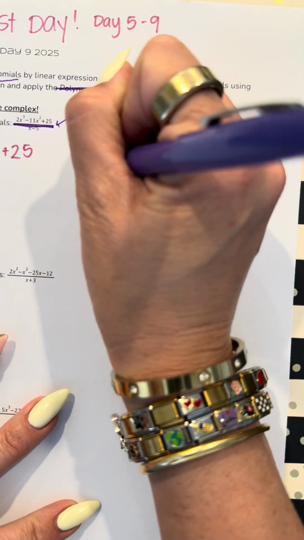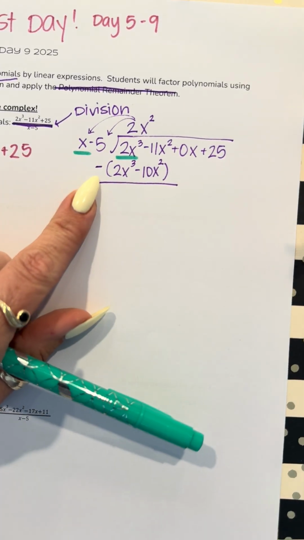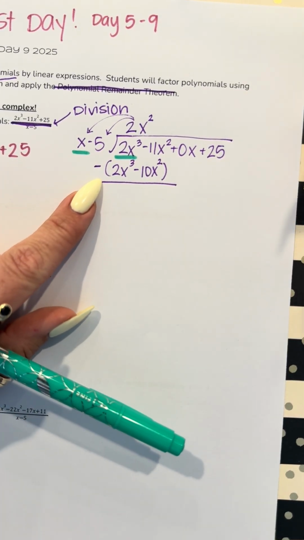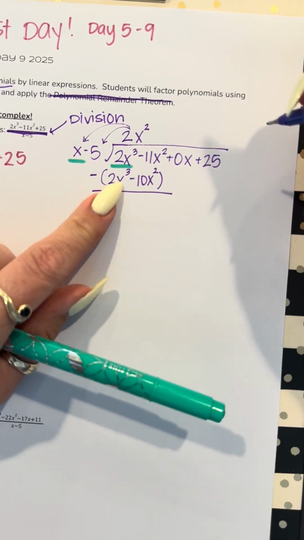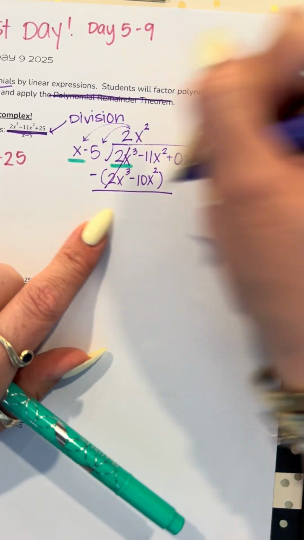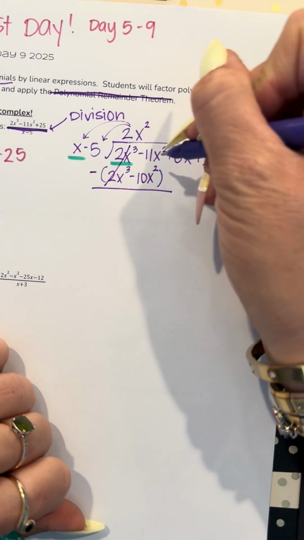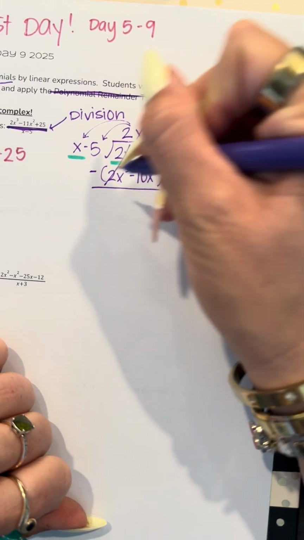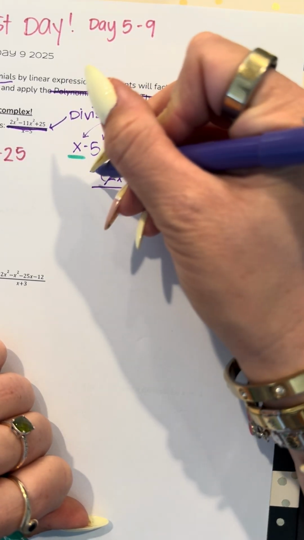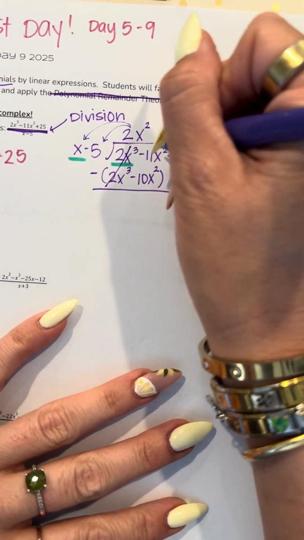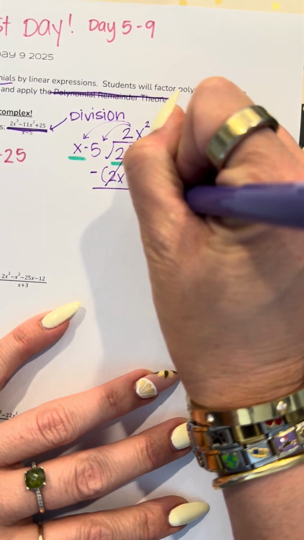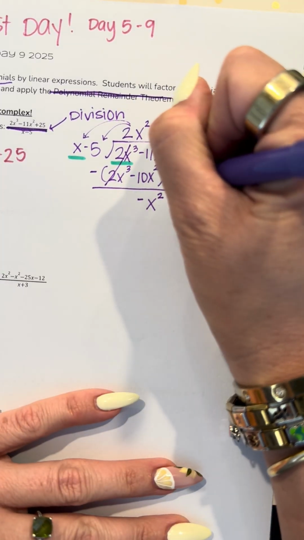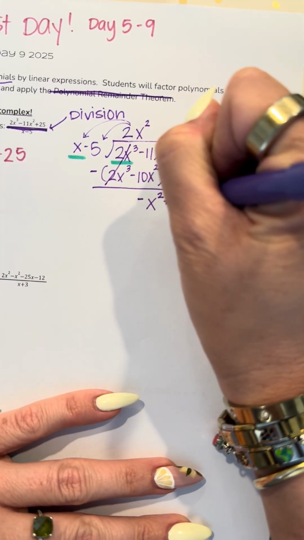Drawing my line, I am subtracting. A lot of us are skipping over showing this and then getting the wrong number at the end. So 2x cubed minus 2x cubed is 0. I could write 0, I don't have to. Negative 11x squared minus negative 10x squared. So this minus and negative will become plus. So negative 11 plus 10 would leave me with negative 1x squared. I will bring down my 0x.